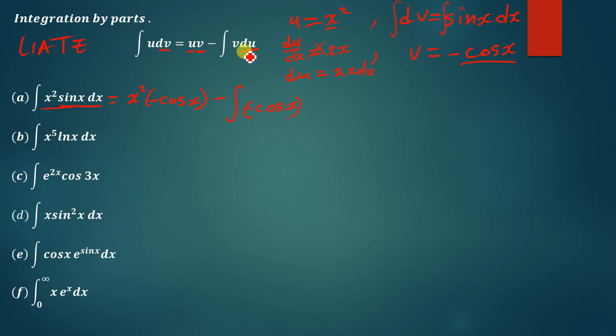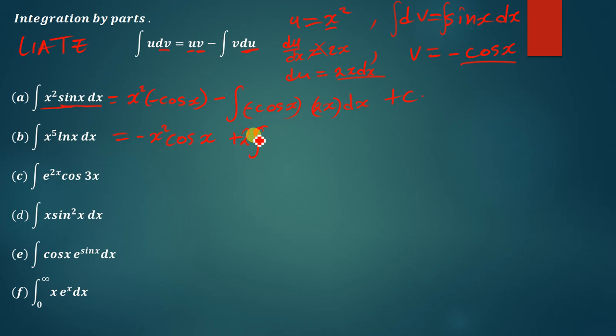So du there, I'm replacing it with 2x dx, then plus c. So now we can simplify the expression. The next step is simplifying the whole expression here. So we have x times cos x, we're getting negative x squared cos x. Then this negative x times that times 2x, we're getting positive 2.